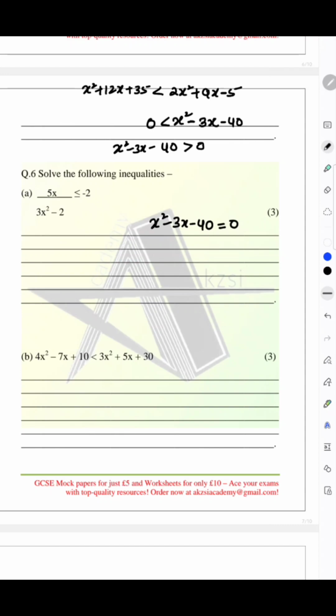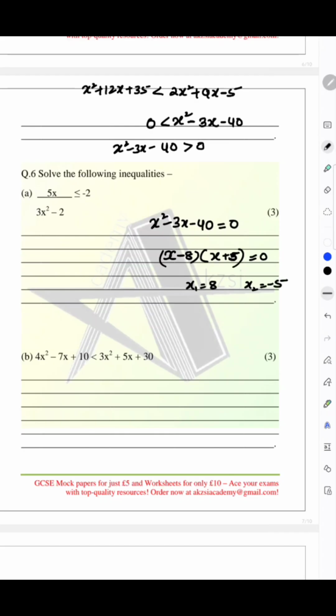And then we have to find the solution for this, x1 and x2. So this will be x minus 8 times x plus 5. Obviously, because the product has to be minus 40, minus 8 times 5 will be minus 40. And the sum has to be negative 3, so negative 8 plus 5 is negative 3. Equals 0. That means x1 is 8 and x2 is negative 5. So we have solved the equation.